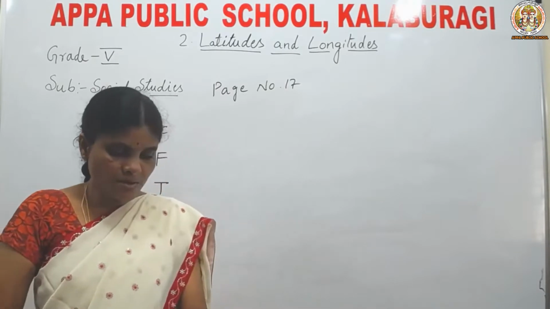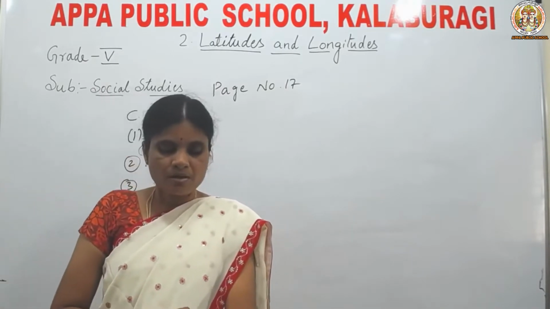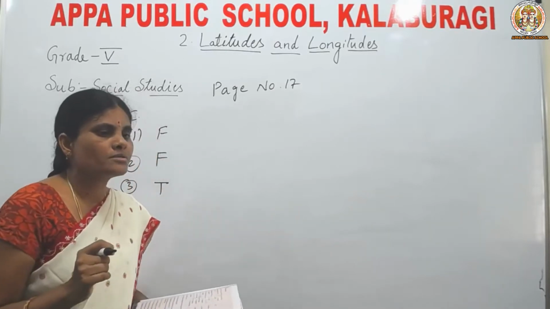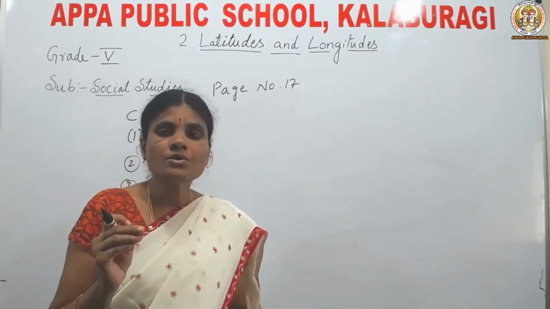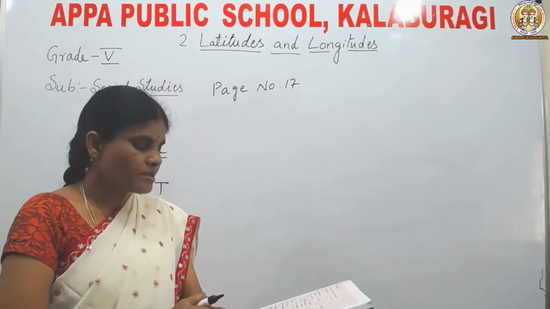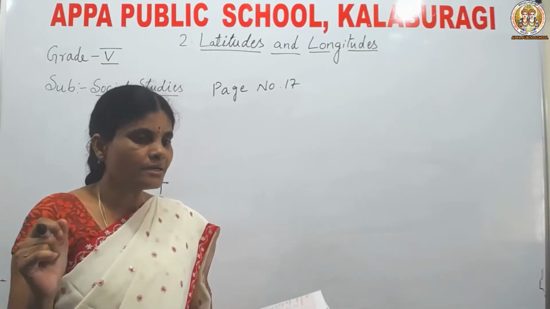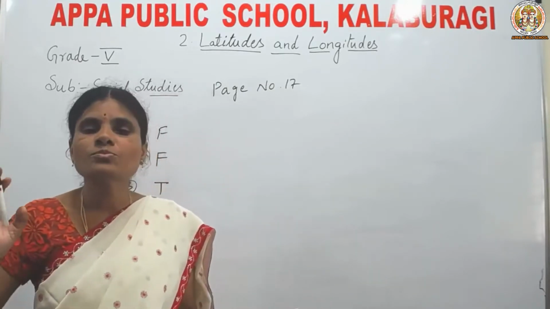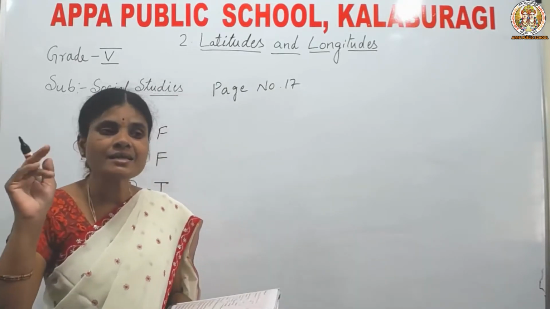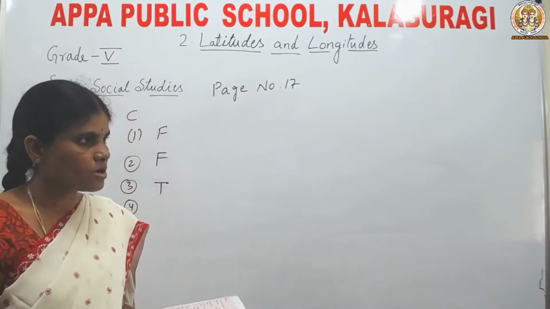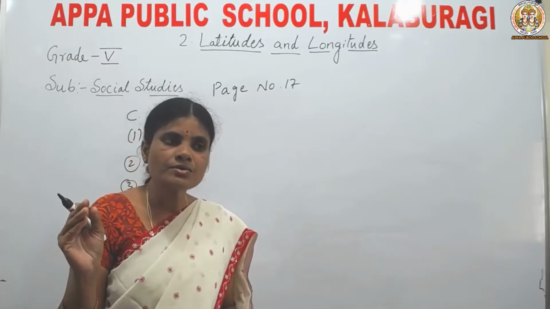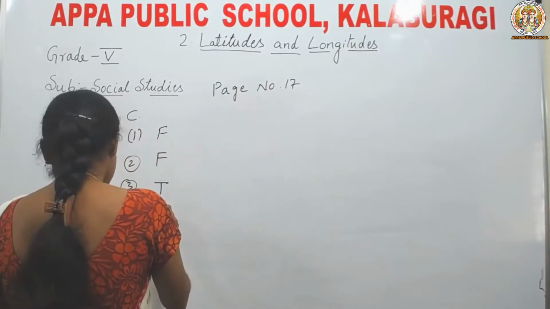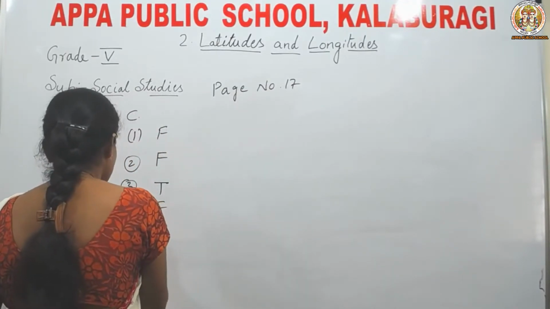Next one. Fourth one. The North Pole is located at 0 degree north. See, what I told you, 0 degree. Say, where is the North Pole located? North Pole is located at 90 degree north, not 0 degree north. 90 degree north latitude is called North Pole. It is true or false, children? It is false. Fourth one is false.